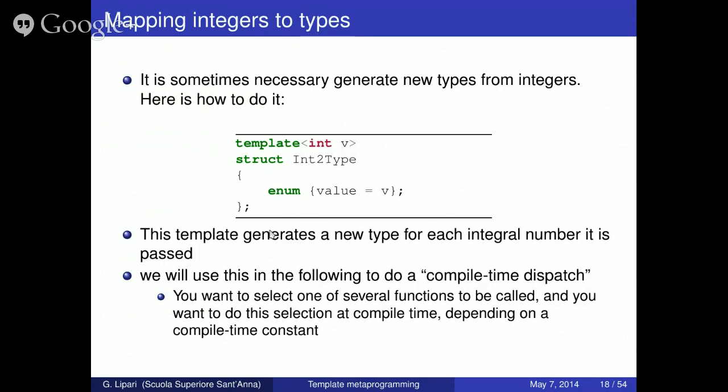Now we use this for doing what is called compile time dispatch. So the technique I would like to tell you about is compile time dispatch. You want to select one of several functions to be called, and you want to do this selection at compile time, depending on a compile time constant.